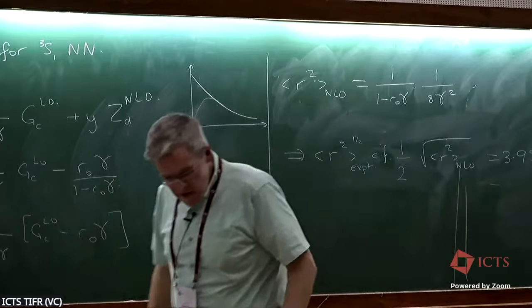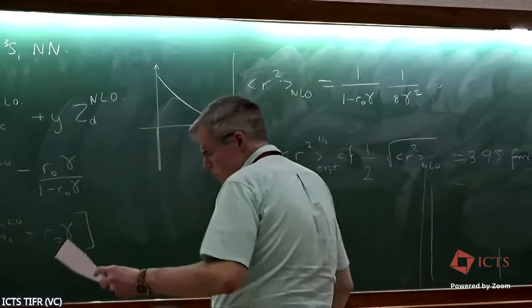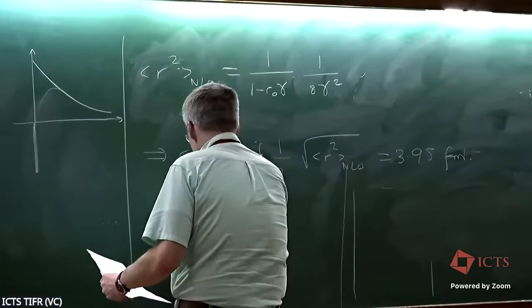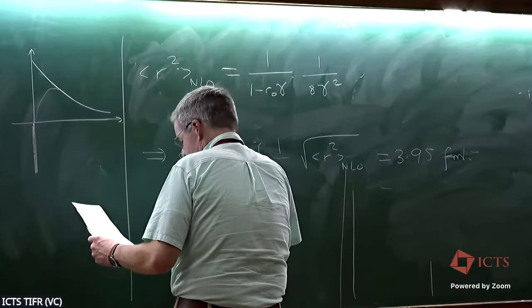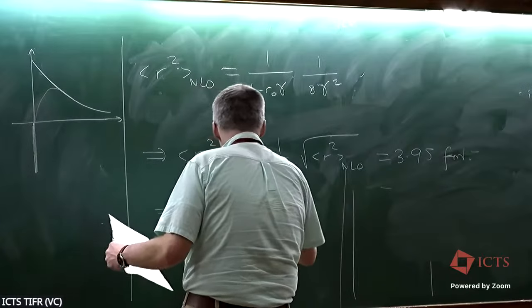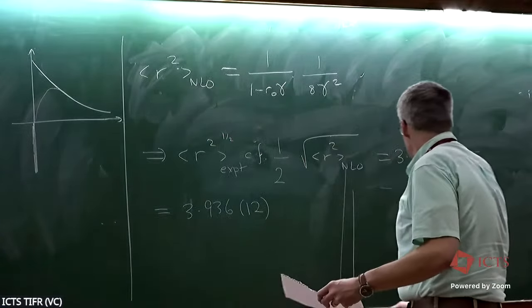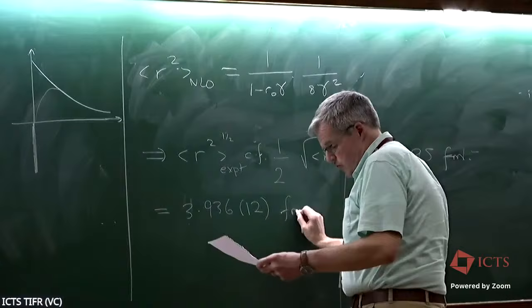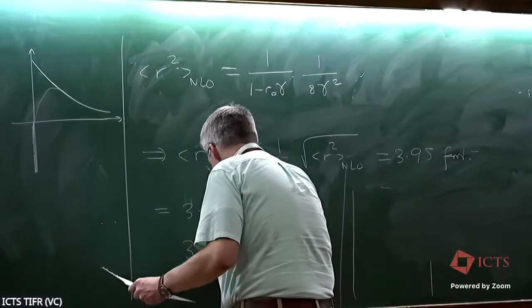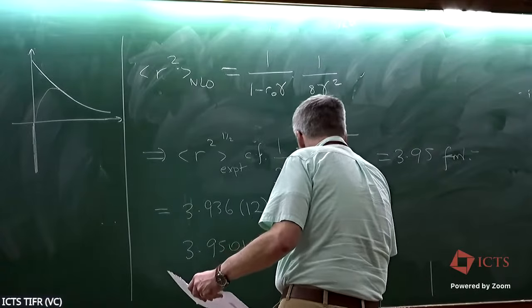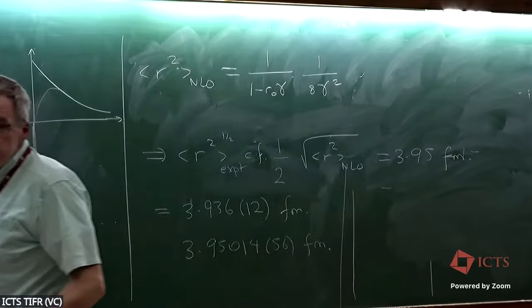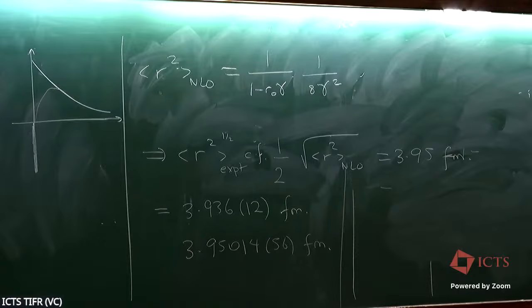And the experimental number, there are 2 different experiments, depending on whether you do it from spectroscopy or by measuring electron deuteron scattering. Electron deuteron scattering gives 3.936 with an error of 12 Fermis, and spectroscopy gives 3.95014 with an error of 56 Fermis. So this calculation works remarkably well, probably better than we really had a right to expect.